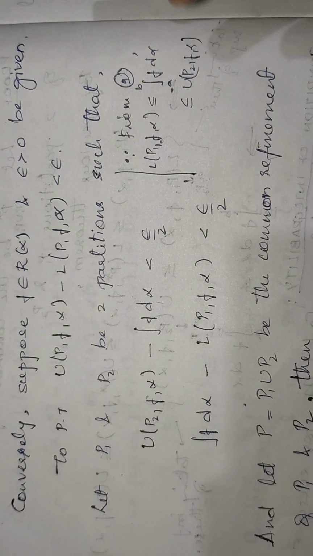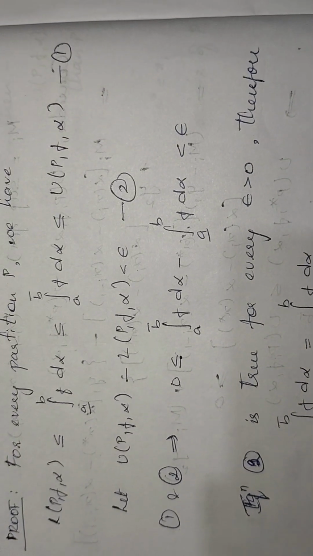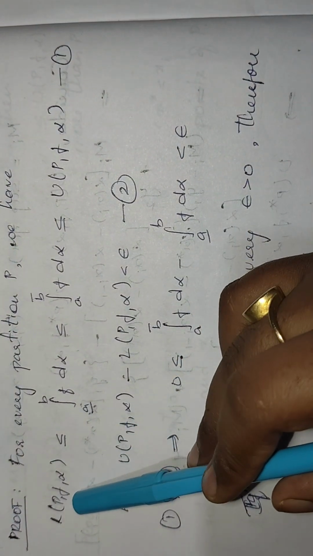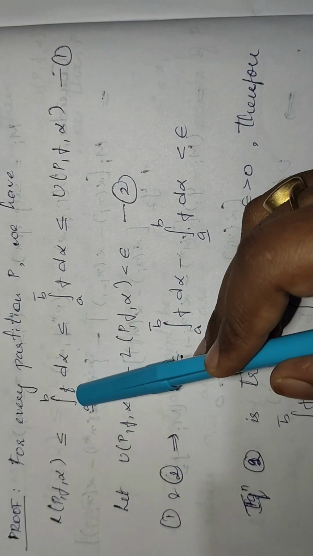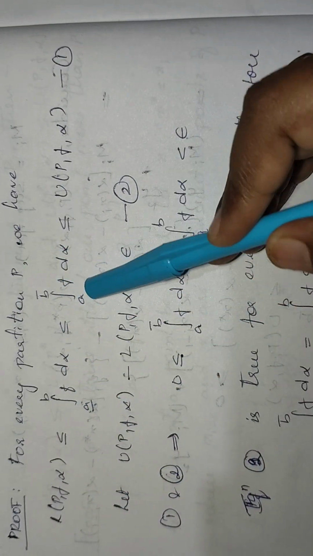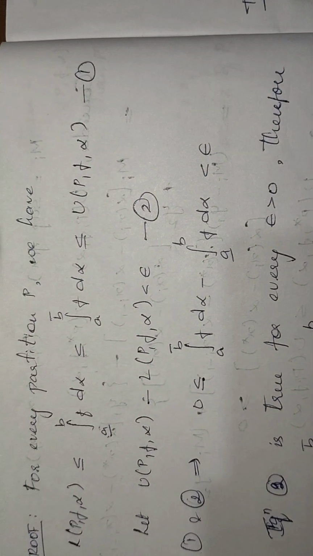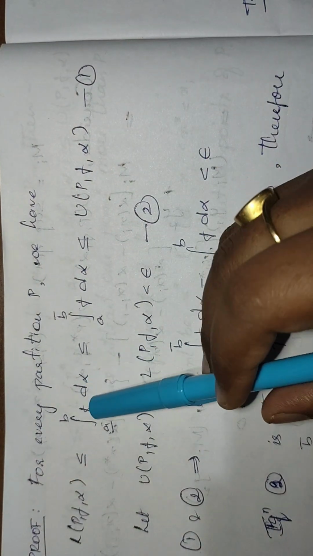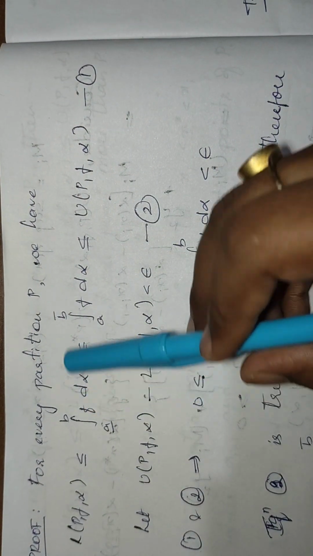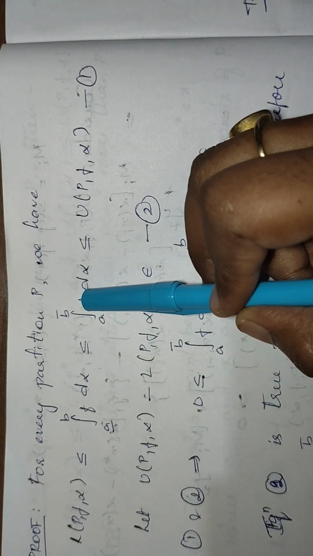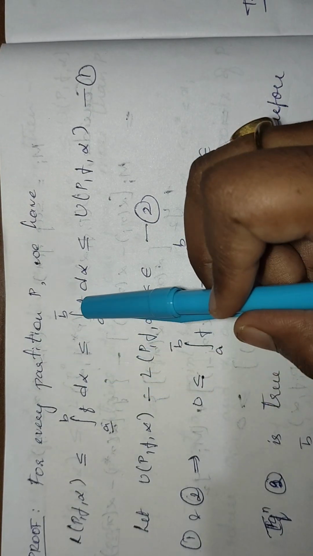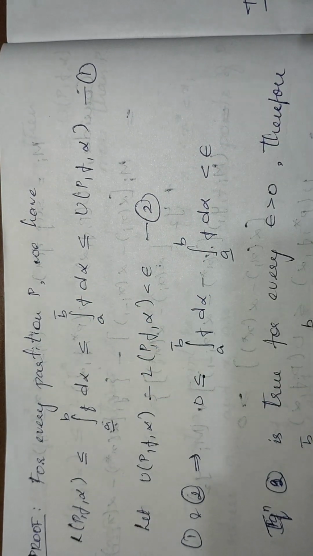See here, from equation 1, we have this. This is less than or equal to this, and this is less than or equal to the upper Riemann integral, and the upper Riemann integral is less than or equal to the upper sum. And here, since we are having f belongs to R of alpha, these two will become equal. And I can write that value as integral a to b f d alpha.